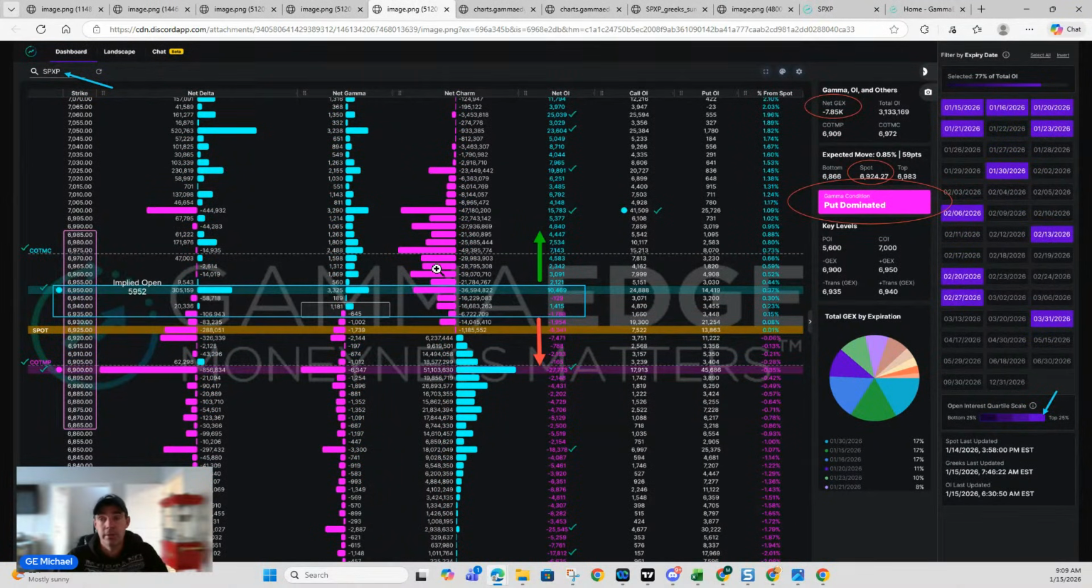We'll look at that on the 0 DTE. But key takeaway is you need to stay above transition. If we're below transition, obviously 6,900 would be the area to the downside.